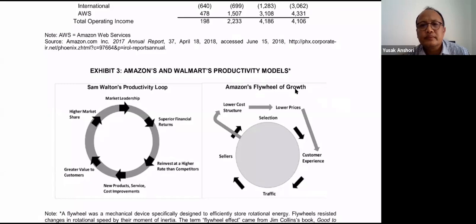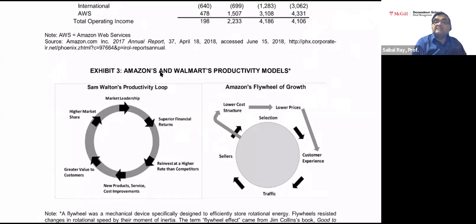Can you see this one? Yeah. So this is from the case, right? Yes. If you see Exhibit 3 in the case, Amazon's business model versus Walmart's business model. You see that for Amazon, the most important is this point of selection, what they call selection, how many products they are selling. This is very important for them.